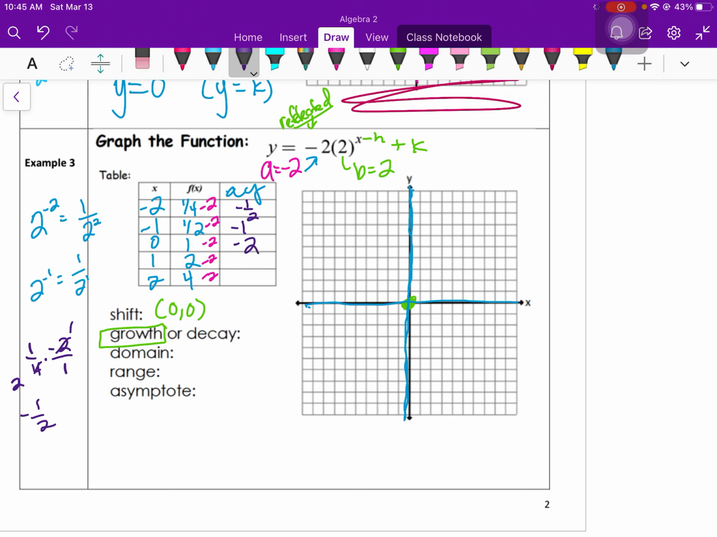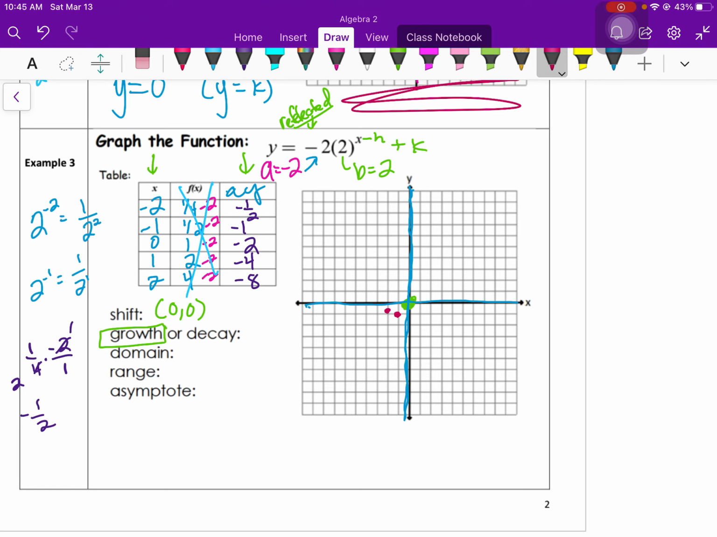-2 times +1, I get a -2. -2 times 2, I get a -4. And -2 times 4, I get a -8. Let's cross those guys out and see what our graph looks like. Remember, I'm only using this and this to shift from my 0, 0. So I'm going to go to the left 2 and down 1/2 because that's negative. Left 2, down 1/2. Left 1, down 1.